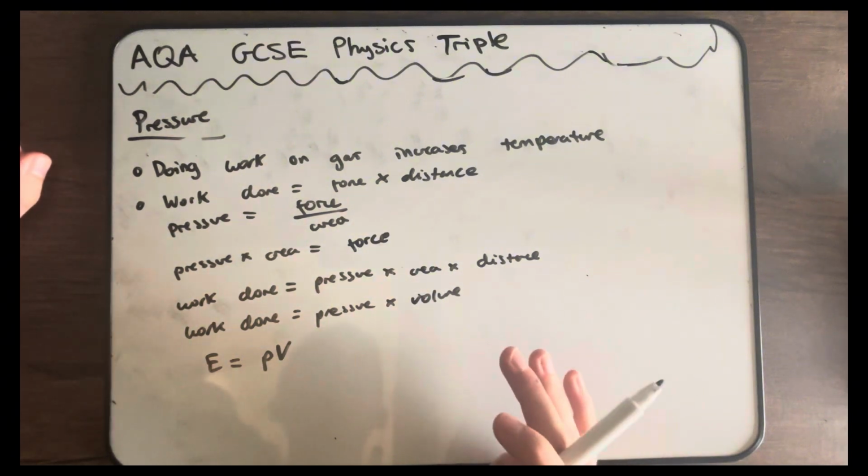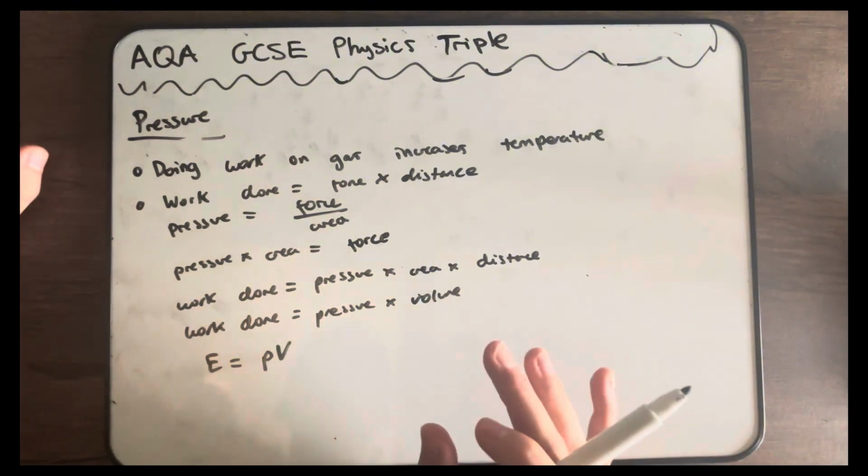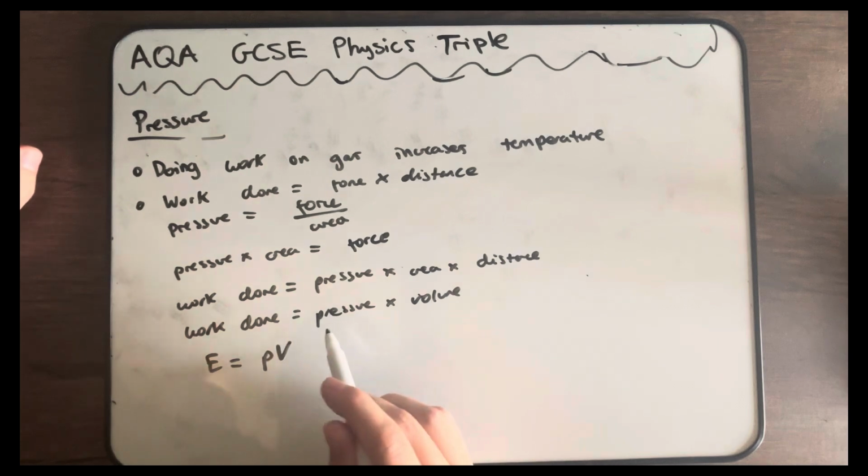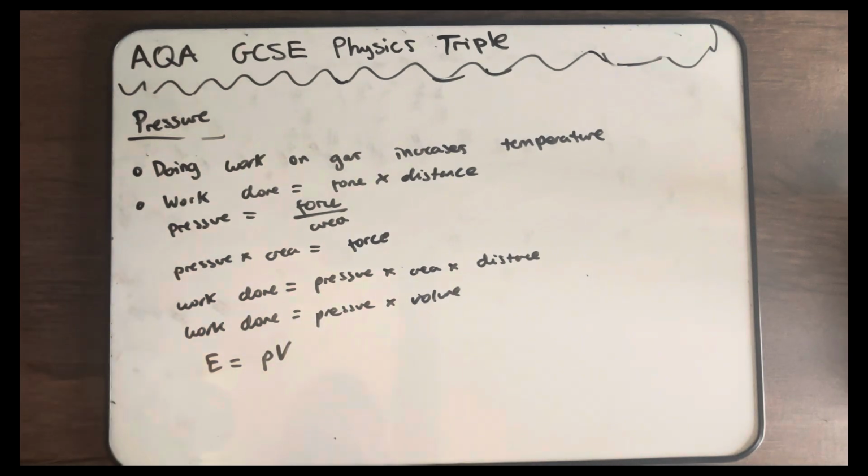Now area times distance is just going to be the volume of the container. So work done is pressure times volume.